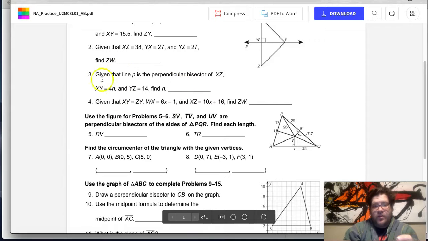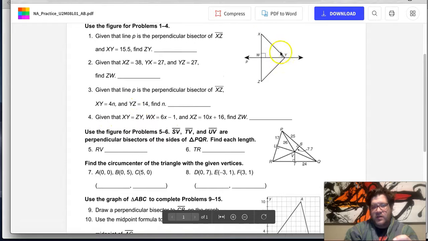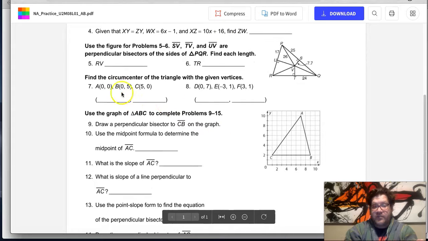We'll do this stuff on Friday too. Here's some algebra. Given that XY is equal to YZ, WX is 6x minus 1, and XZ is 10x plus 16. So this is the same as this: 6x minus 1, 6x minus 1. So basically, this plus this equals the whole thing. Solve. Anyways, moving on. I want to move on to this guy right here.